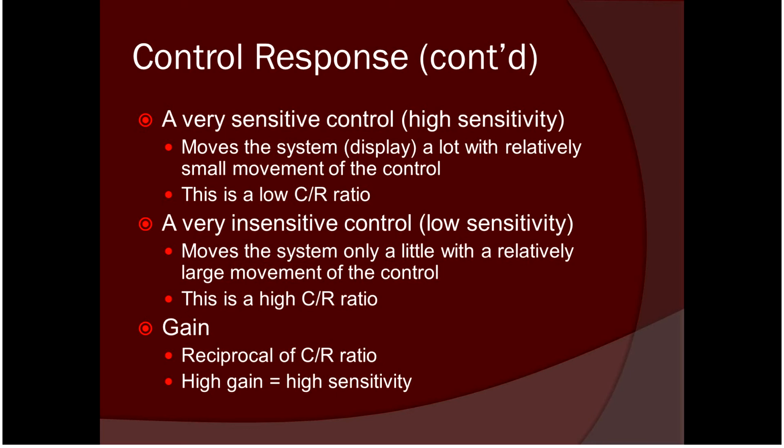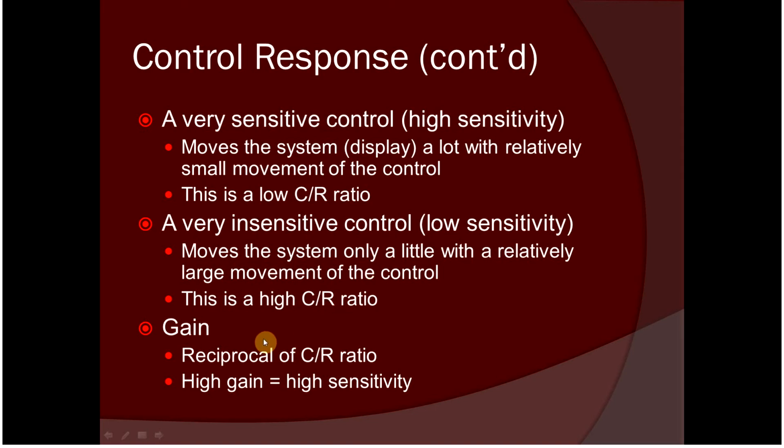So the numerator is very large, control movement is large, and the response movement is fairly small. That means you have a high control response ratio, a bigger numerator than the denominator. We don't know what the number is. It doesn't really matter what the ratio actually is, just to know that it's high. That's called an insensitive control, low sensitivity.